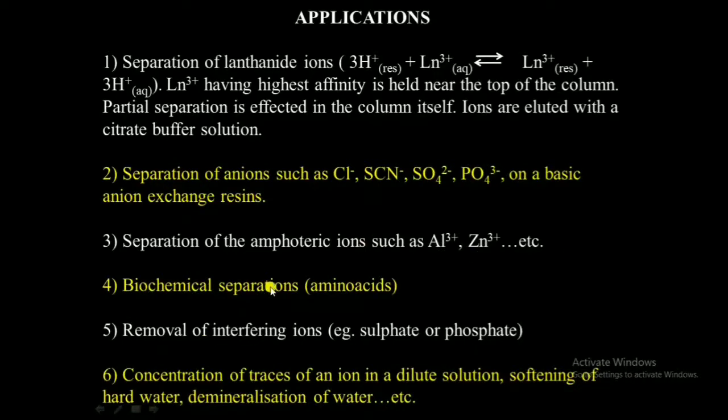Then biochemical separations. For example, this can be used for the separation of amino acids, because amino acids have an amino group and a carboxylic acid group, so there could be a positive as well as a negative charge. So you can separate amino acids. Then removal of interfering ions, for example, sulfate and phosphate. If you want to remove some interfering ions, you can use this technique so that these ions get removed from the mixture.